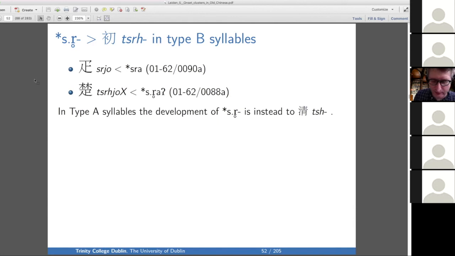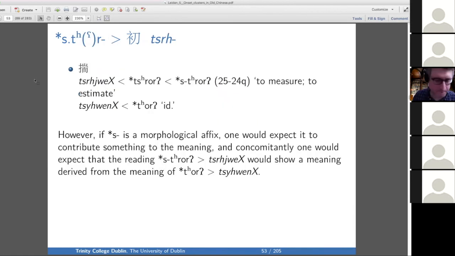In type A syllables, instead, as we saw earlier, they have thra develop into tsa. And then here's the other source of tsa, which you get from this case of a character with two different readings. But I would say that I'm a little skeptical here, because if the S prefix, which you see in the first of the two readings in their system, is a morphological aspect, one would expect it to somehow contribute to the meaning. And it doesn't. The two readings refer to the same meaning.